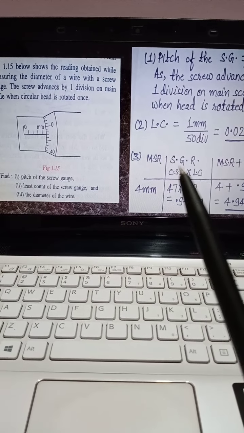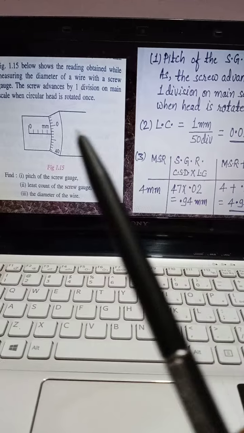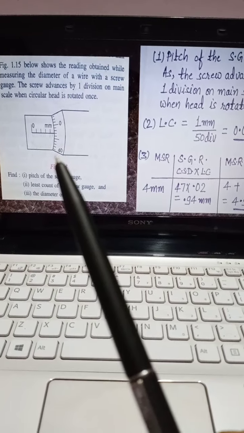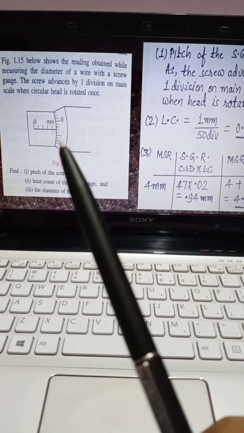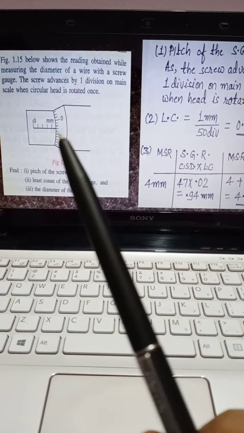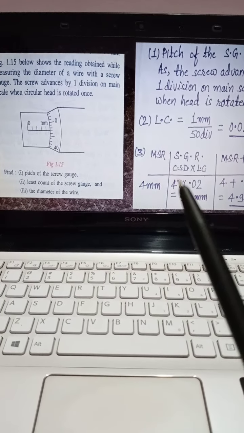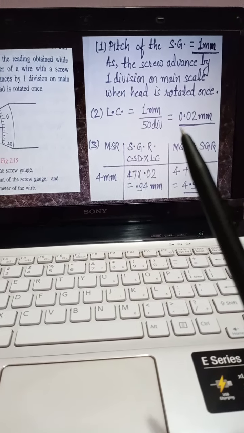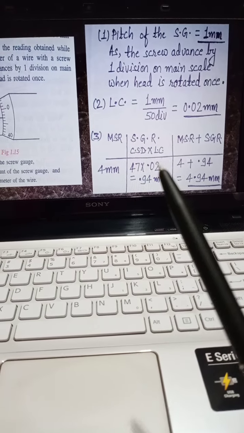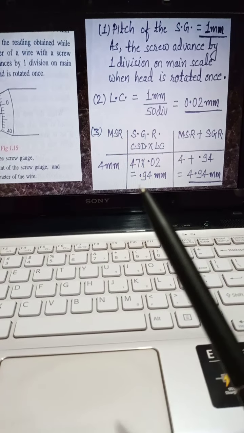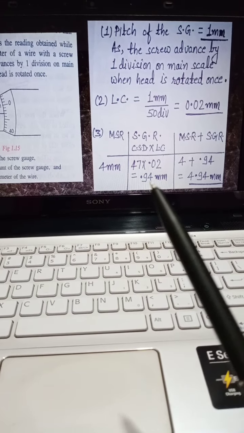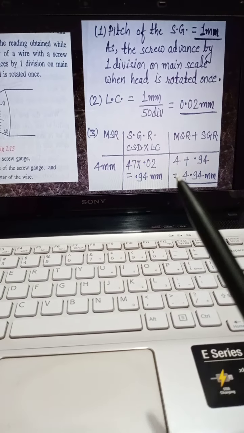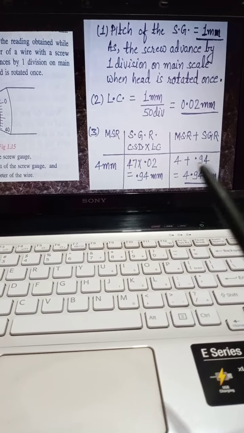Then for the circular scale division, this main scale line, where it is going to match: this is 40, this is 45, then 46, and then 47. The circular scale division is 47 into least count. Here we got the least count as 0.02 mm. So when it is multiplied with 0.02 mm, we got 0.94 mm. And then we will add 4 plus 0.94, we'll get the answer as 4.94 mm.